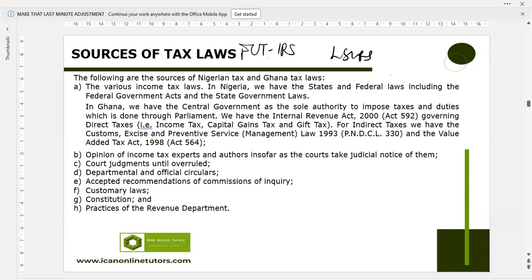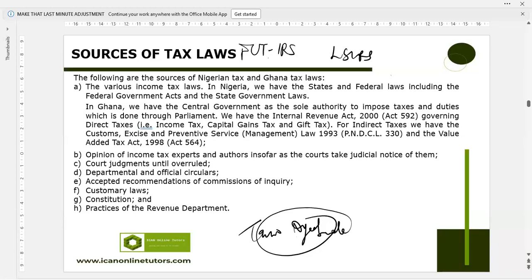But in Ghana, they practice a centralized tax system. Other sources of tax laws in Nigeria include the opinions of income tax experts and authors, insofar as the courts take judicial notice of them. One of the tax leaders in Nigeria is Taiwo Oyedele. He's a partner in PwC, and he's the West African tax leader. He's an expert in tax.